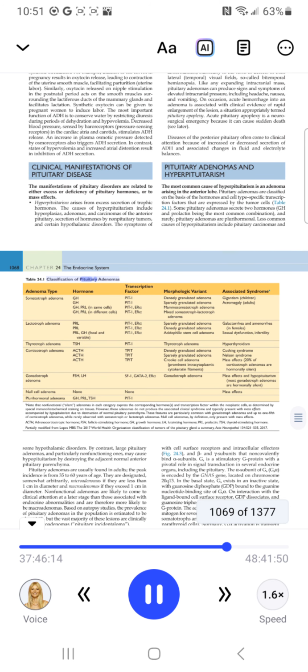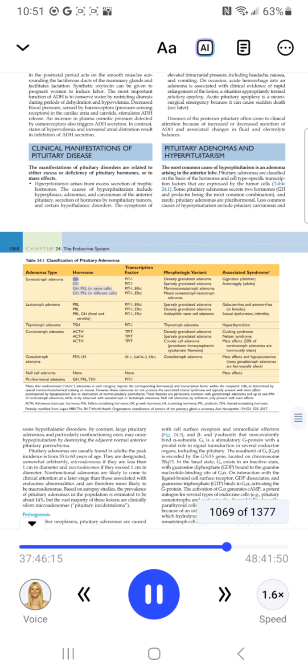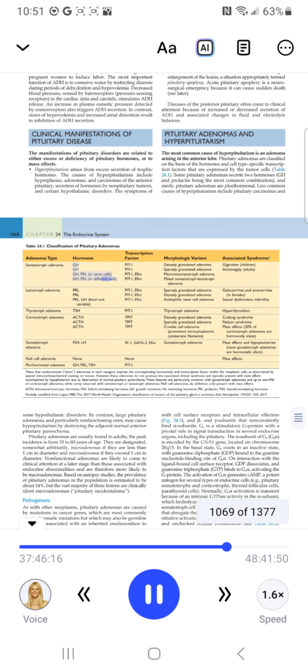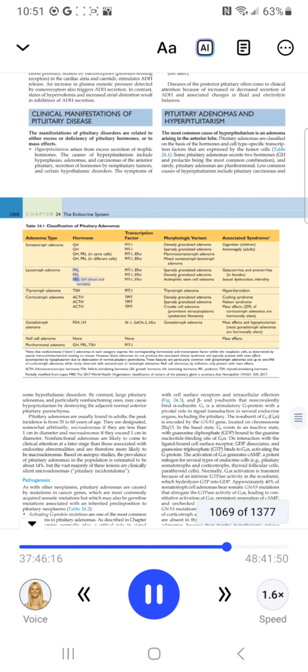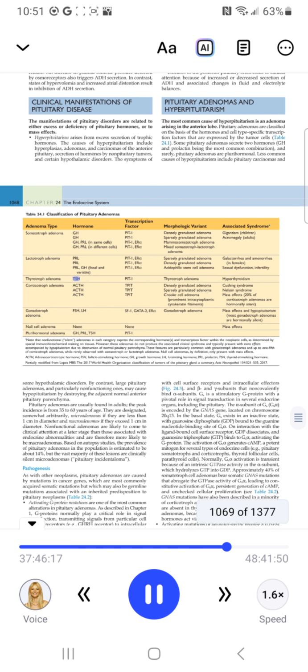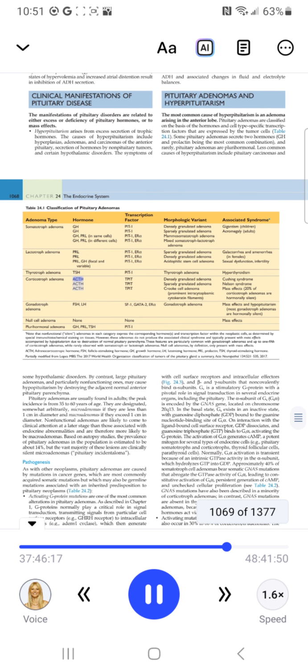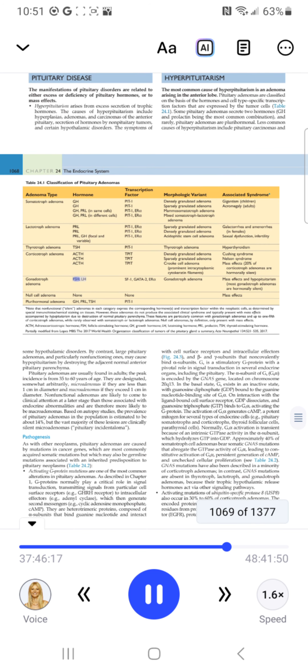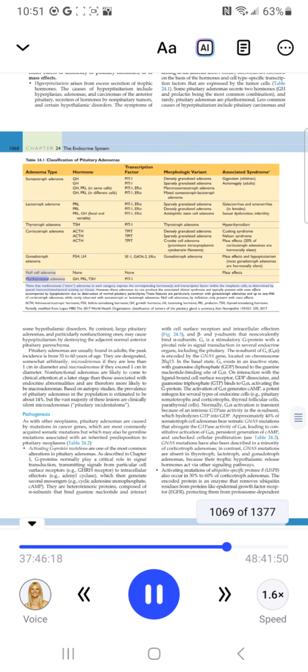Classification of pituitary adenomas. Hormone: GH, PRL in same cells; GH, PRL in different cells; PRL; GH, focal and variable; TSH; ACTH; FSH, LH. Null cell adenoma, plurihormonal adenoma.